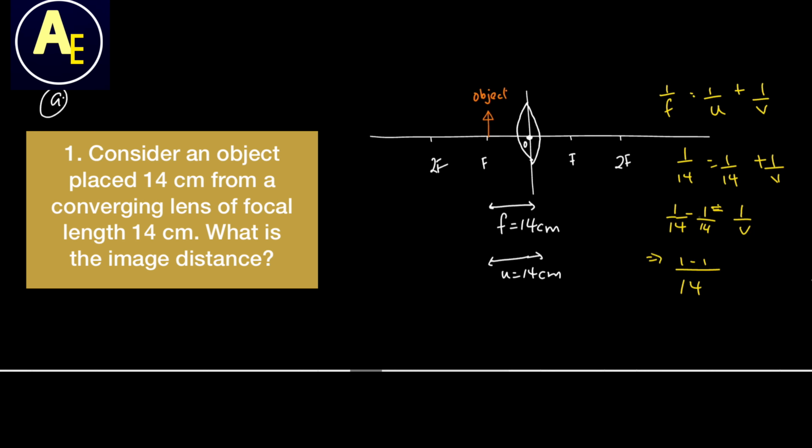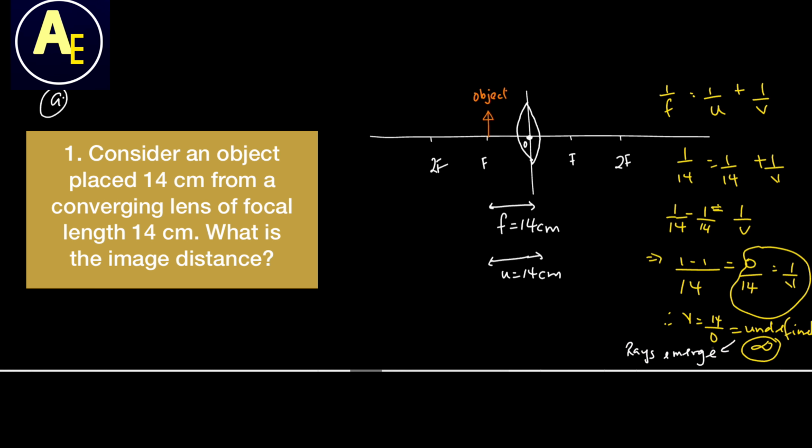It is imperative at this point to note that we end up with a fraction with a numerator of 0, which represents the inverse of our image distance. By inverting both sides of our equation, we will end up with v equals some value over 0, which ends up being undefined. What does that mean? This means that the rays exit the lens as parallel rays, or are drawn as parallel rays of light. And parallel rays of light never meet, meaning that an image cannot be formed because these rays can never converge.